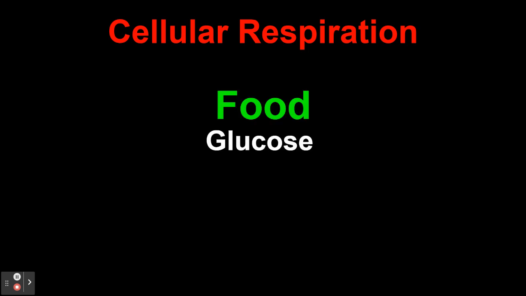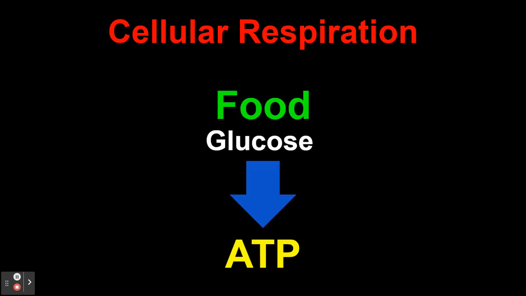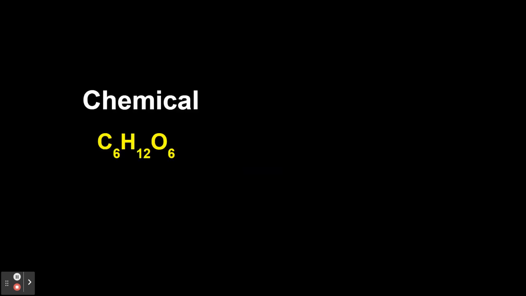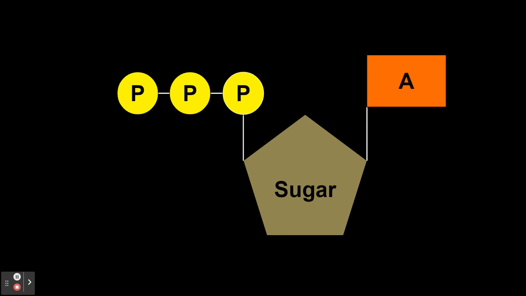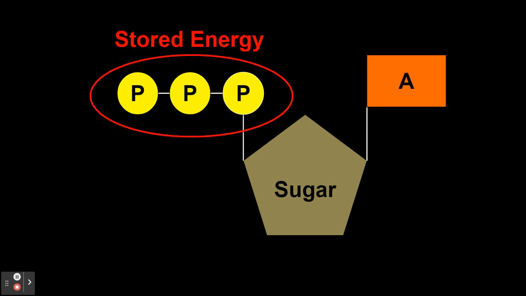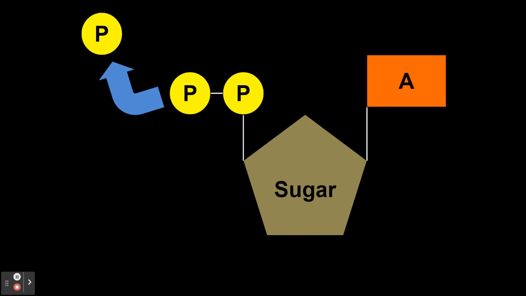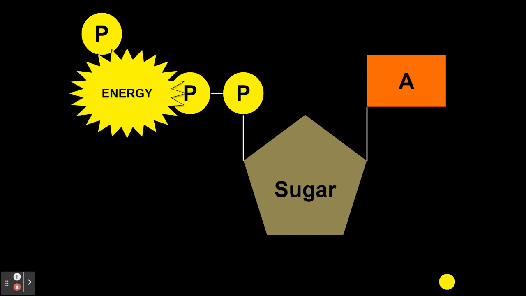Now, cellular respiration, on the other hand, is taking that glucose and breaking it down to make ATP. So, this is taking the chemical energy of glucose and transforming it into the usable cellular energy of ATP. This is ATP, and the energy is stored in the phosphate bonds. So when an enzyme needs some energy, they can just break off one of these phosphates. It releases that energy so that the cell can use it.